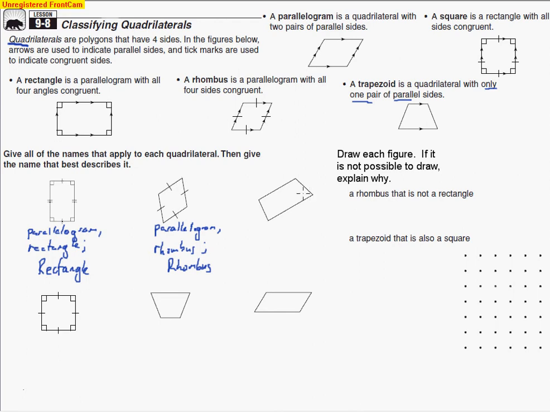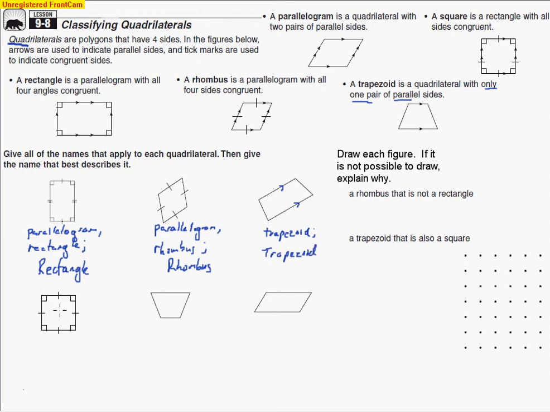Well, this one doesn't have any markings either, but we'll take it that these two sides are going the same direction. These two sides look like they're not going the same direction. But since it has this one set of parallel sides, we're going to call this a trapezoid. And since I cannot say that it's anything other than a trapezoid, what best describes it? Well, that's a trapezoid.